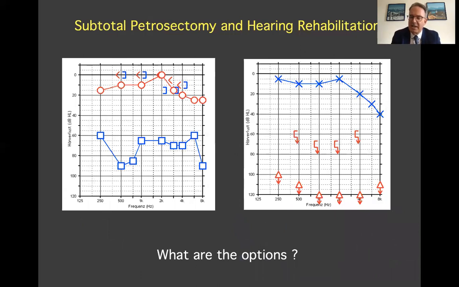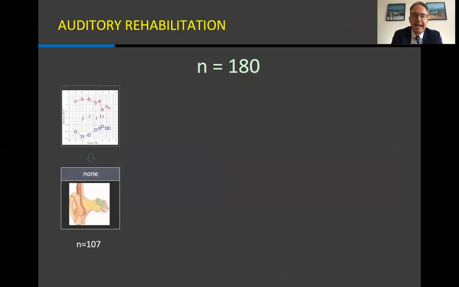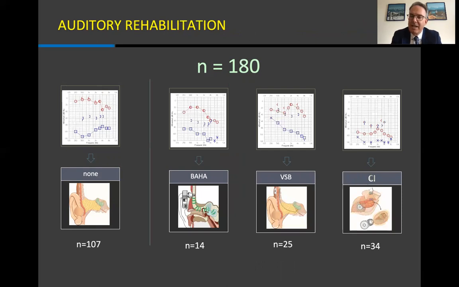Now, there are patients, as I discussed before, who present with severe sensorineural hearing loss, but there are many other patients who have a complete conductive block because of missing ossicles, because of the chronicity of the middle ear disease, but the inner ear function is preserved. So what are the options for these two types of patients? Again, in our 180 subtotal petrosectomies, we did not reconstruct anything in about 107 patients. In 14 patients, you can easily implant a BAHA, irrespective of the hearing loss. So if it's ipsilateral, if inner ear function is preserved, or contralateral, if the inner ear is lost.